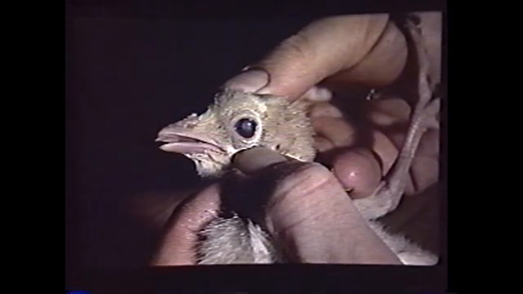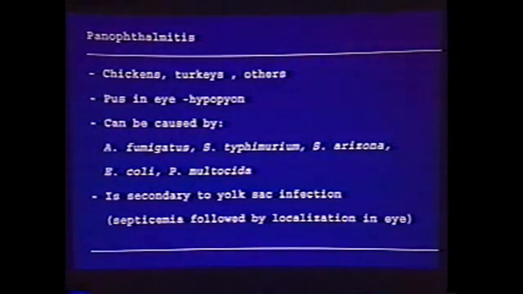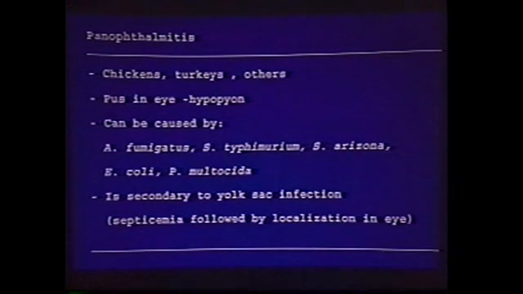Usually there is early yolk sac infection, septicemia, and then the lesion and the bacteria go and localize in the eye, causing pus in the eye. Salmonella, E. coli have been isolated from these cases. So it's septicemia followed by localization. Various bacteria can be isolated.